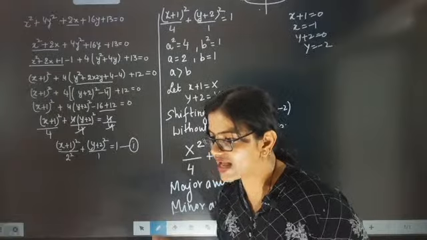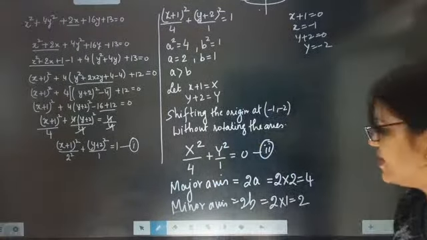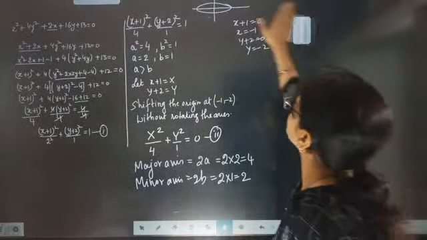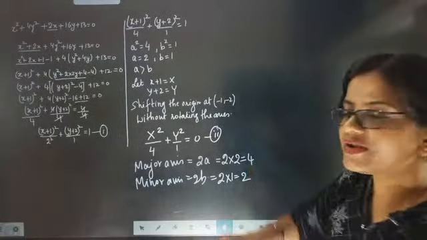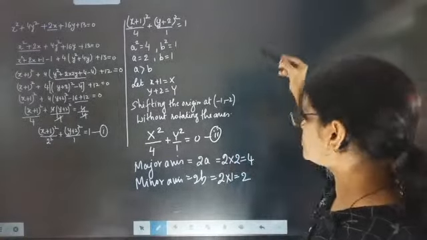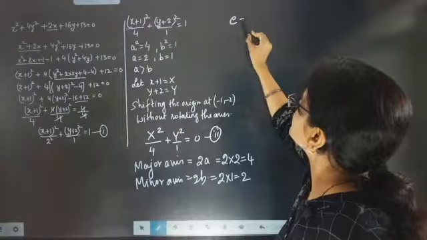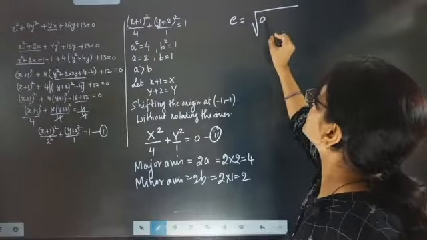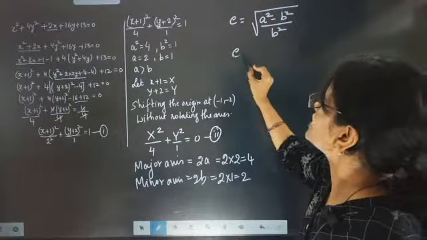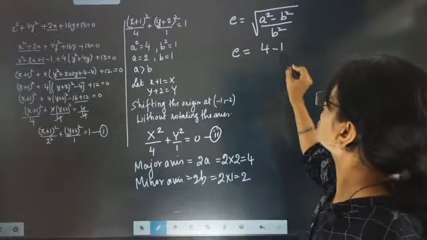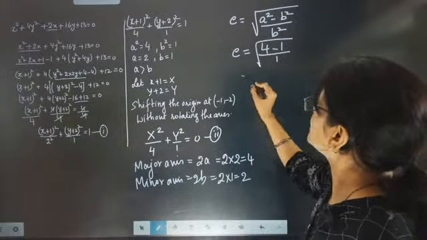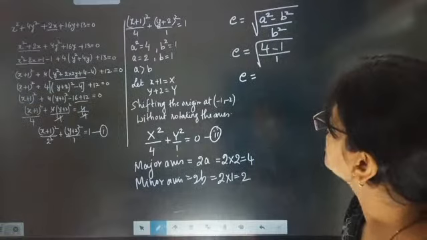After getting the major axis and the minor axis, now our next target is to get the eccentricity. Now beta, when the major part of the ellipse is resting on the x-axis, that time eccentricity will be written as root under a square minus b square by a square. So what is a square? A square is 4, b square is 1 and a square is 4. So it is exactly going to come as root 3 by 2.